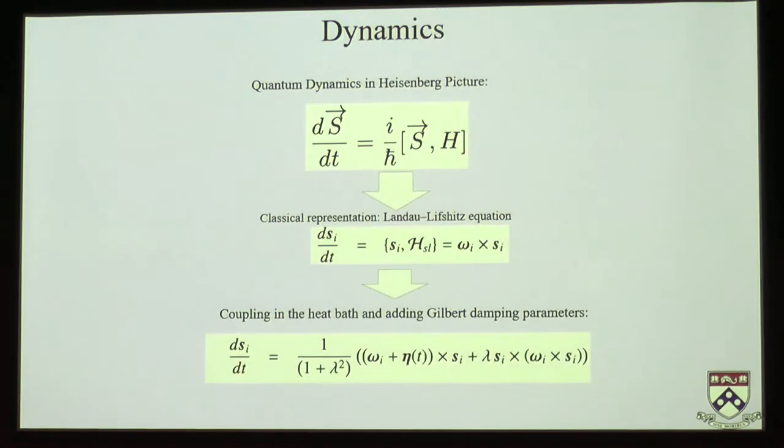Okay, now we have the Hamiltonian. We need to solve the dynamics here. The quantum dynamics of spins is given by the canonical commutation between spins and the Hamiltonian. The classical representation of this formula is the Landau-Lifshitz equation. Then we add the coupling to the heat bath and the Gilbert damping parameters here. Then we have the four dynamic equations. Now we have the Newton equation and the dynamics for spins. Let's start to do our simulation.